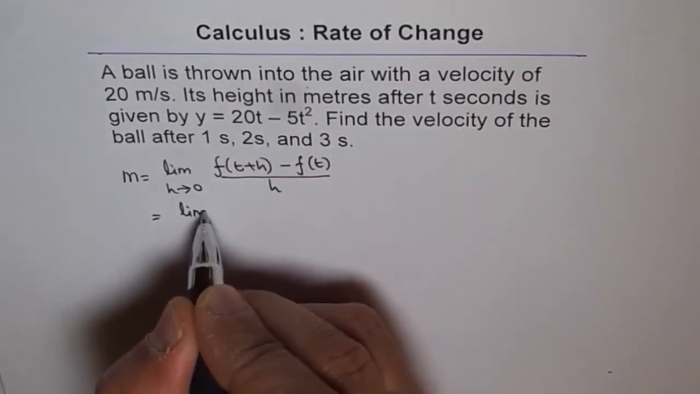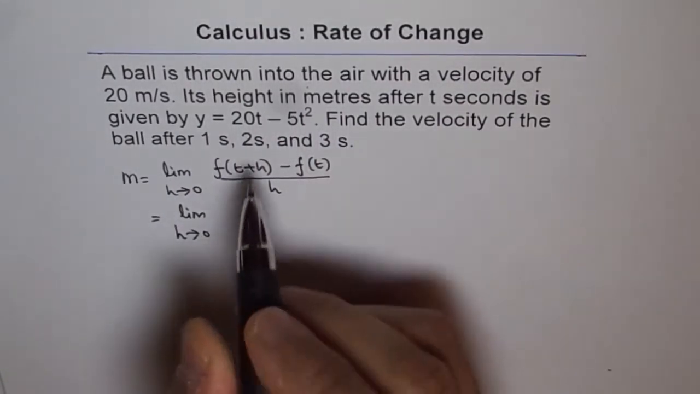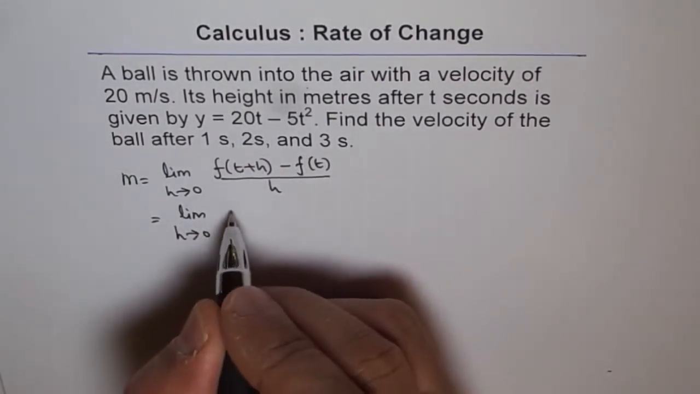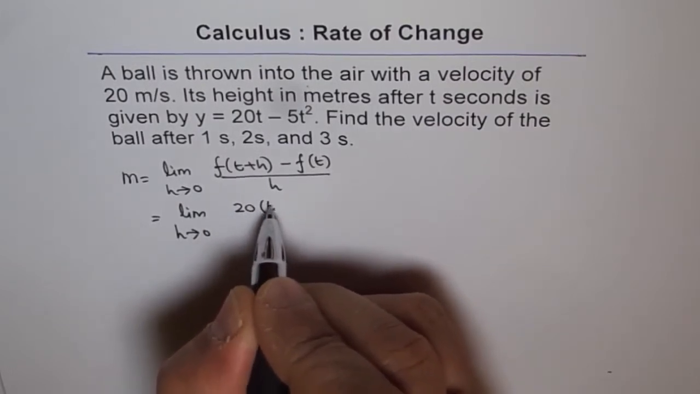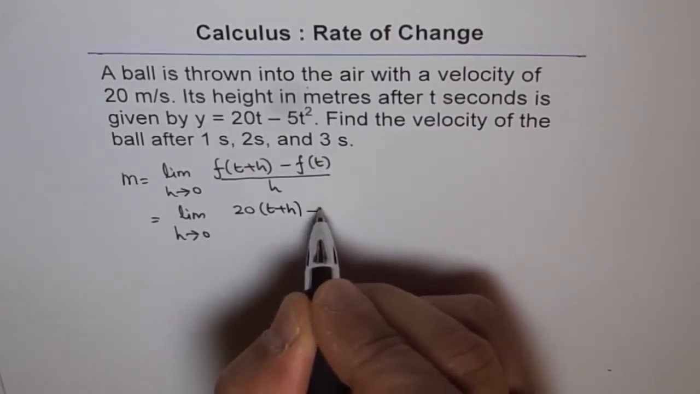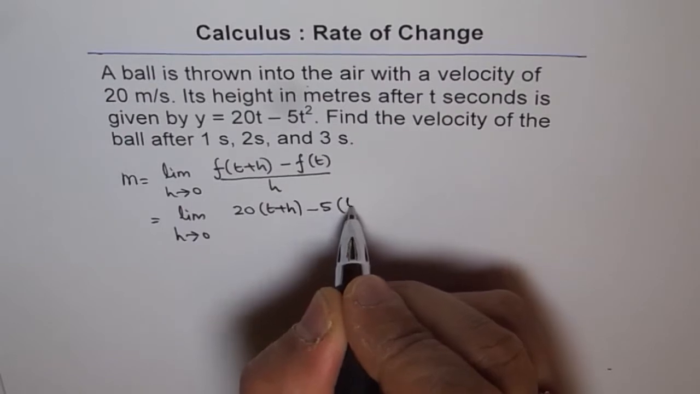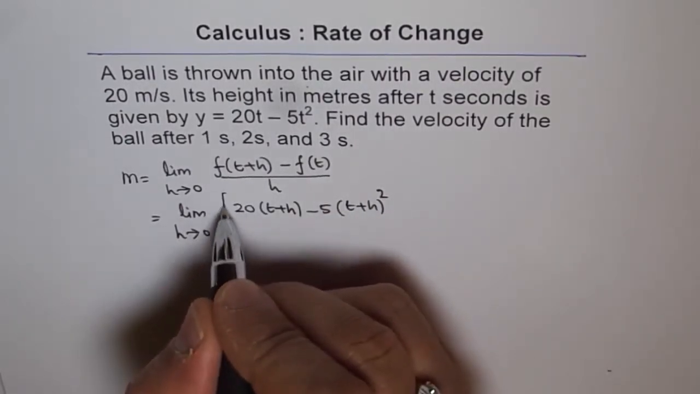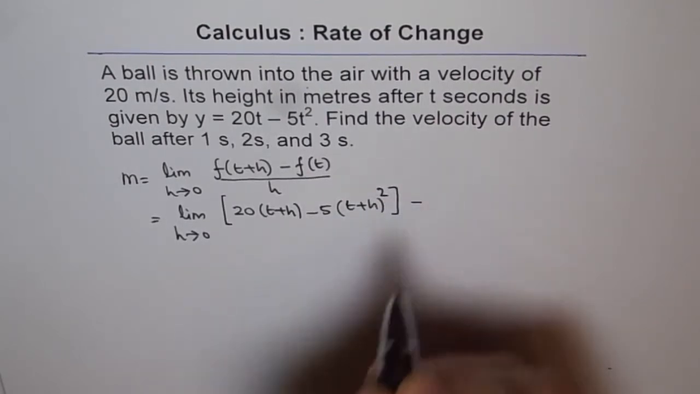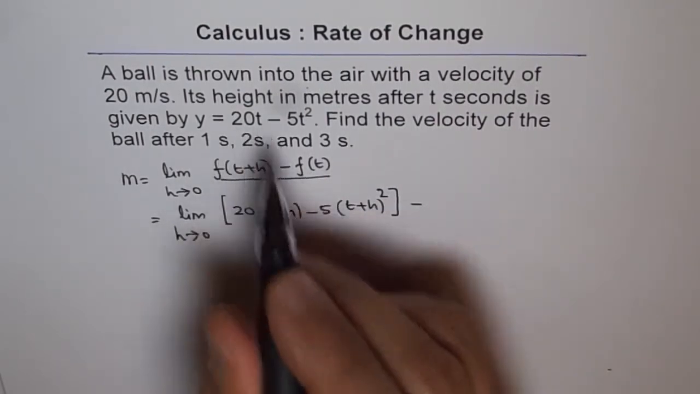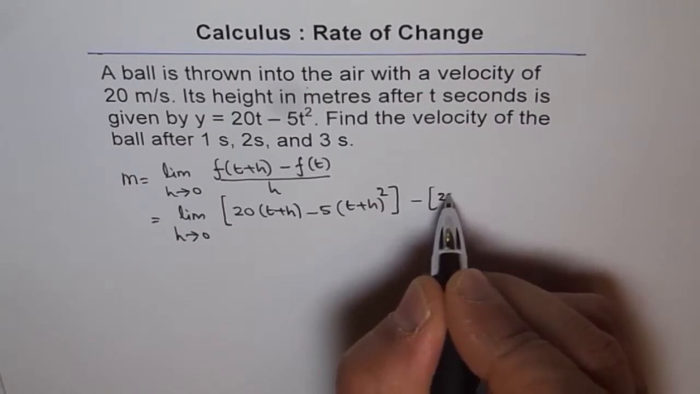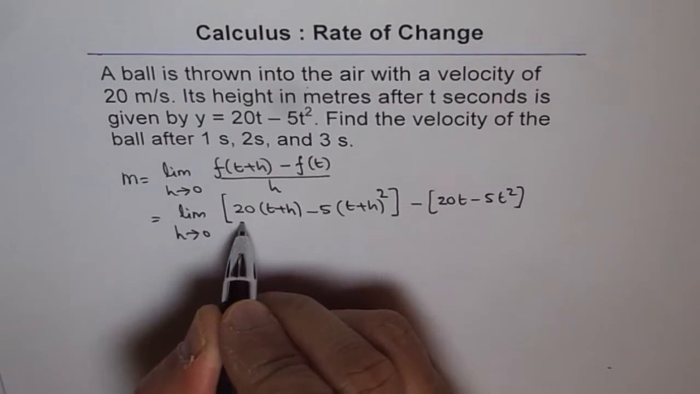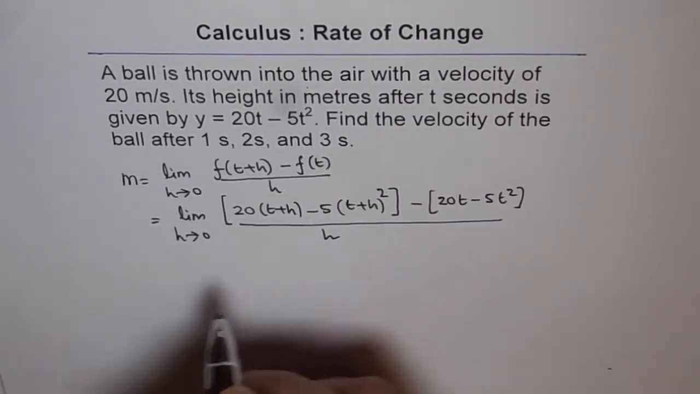So we get the limit as h approaches 0. So t plus h will be replacing this t with t plus h, which gives us 20 times t plus h minus 5 times t plus h whole squared. That's the first term. Let me put it in a bracket. Minus f of t, that is the same term, 20t minus 5t squared, over h.